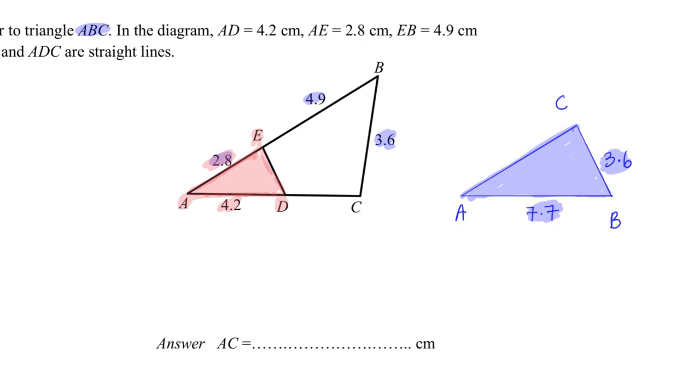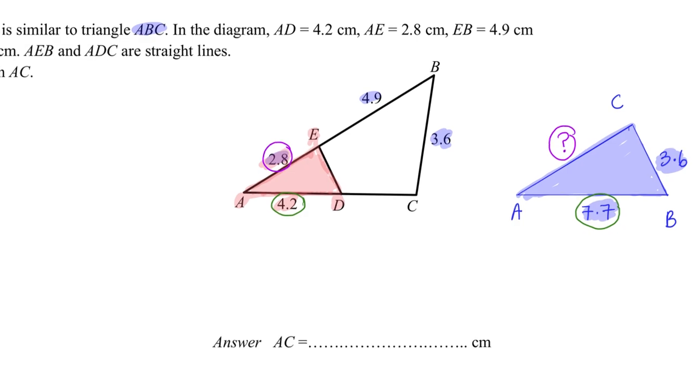And what do they want us to find? They want us to find the value of AC. Then this is where things get interesting. For similar triangles, do take note that the proportion is the same. Meaning, the corresponding sides, in this case, I'm going to circle it out: 4.2 and 7.7, 2.8 and this question mark, which is AC. The proportion is the same. That means AC divided by 2.8 and 7.7 divided by 4.2 are the same.